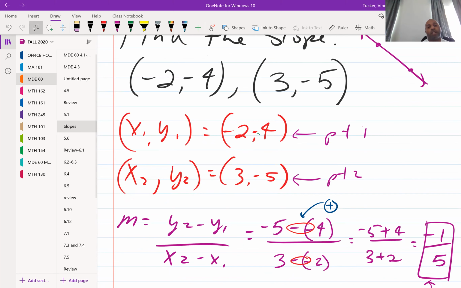So let's look at y2 minus y1 over x2 minus x1. Y2 is -5, y1 is -4. So make sure you don't lose a negative. Let me erase this. Make sure you don't lose a negative. You plug in -4 and there's a minus sign in the formula as well. And then x2 is 3, x1 is -2. So negative to negative turns positive. So that's why we have -5 plus 4, 3 plus 2 on bottom. And that result will be -1 over 5.